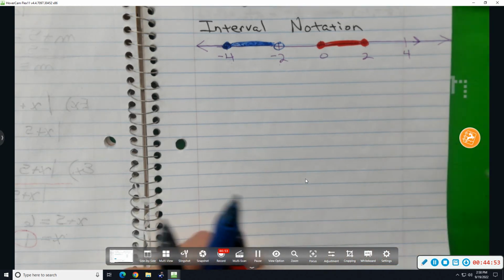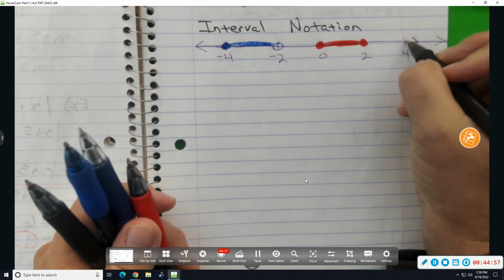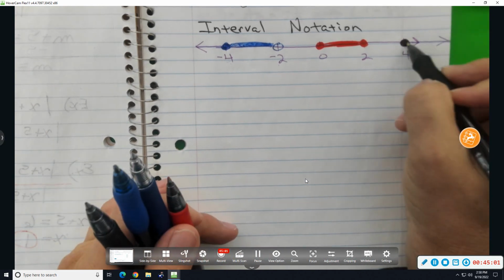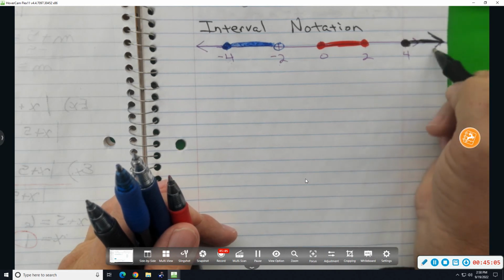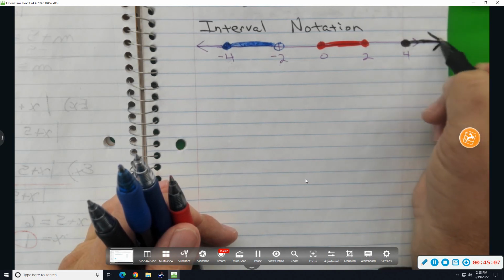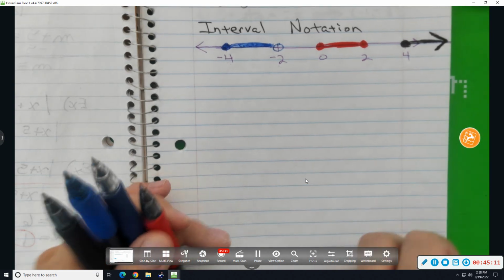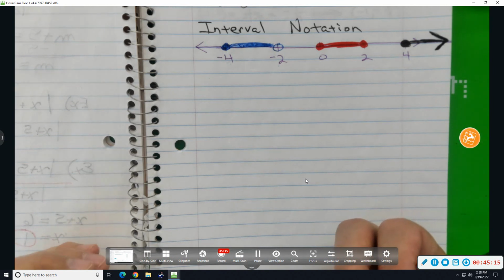And there's one more interval I want to look at. I'm going to include 4, and then it's going to just keep going and going forever to the right. So the black interval are numbers bigger than 4, including 4. Okay, so he shaded 3 different regions.